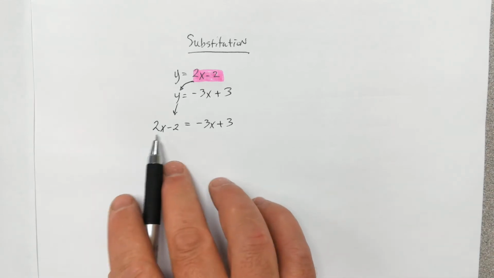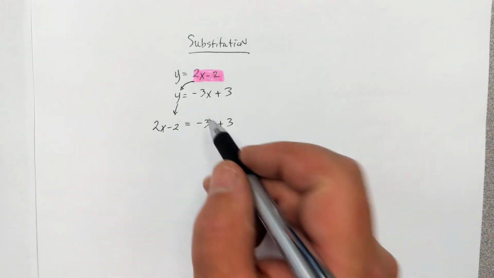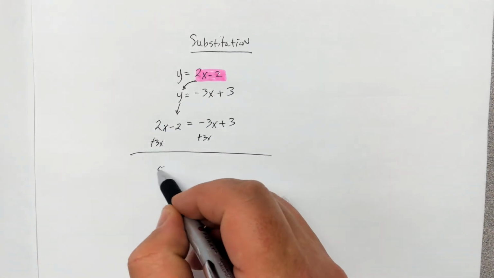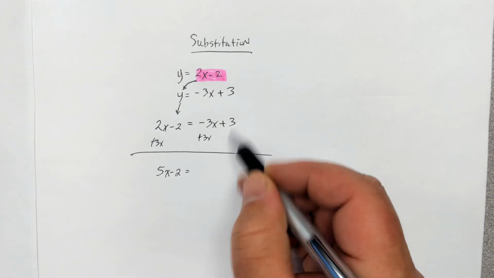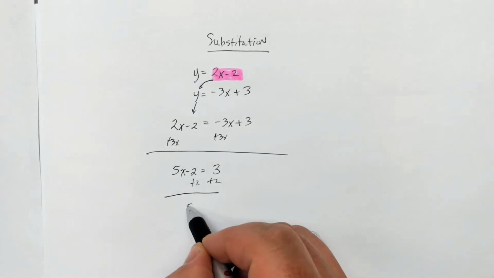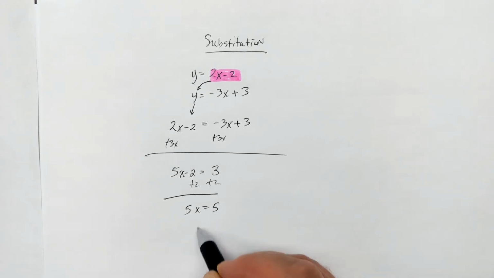So you're going to move the smaller x, which is negative 3. That gives you 5x minus 2 equals 3. Add 2. 5x equals 5, so x equals 1.